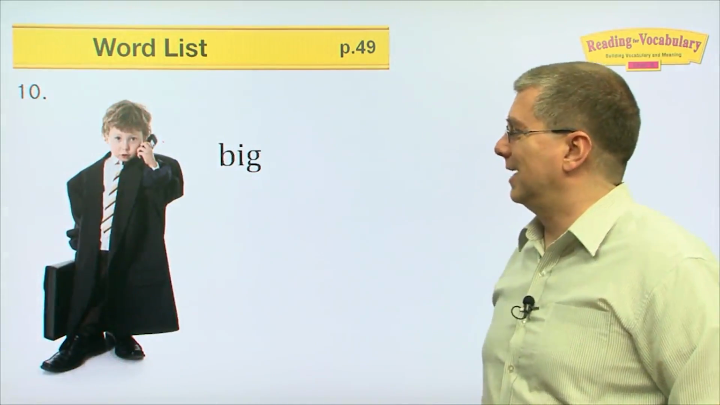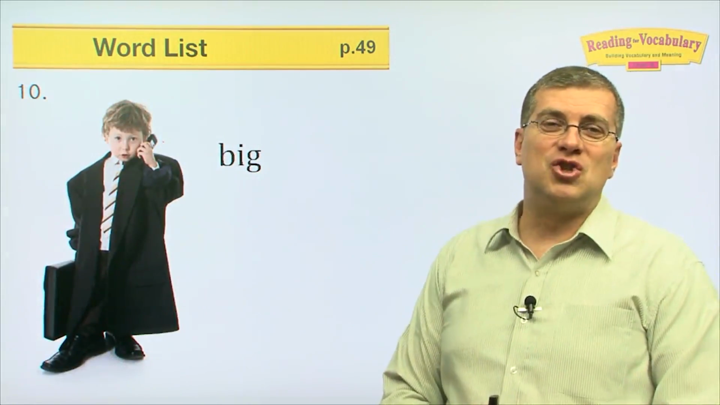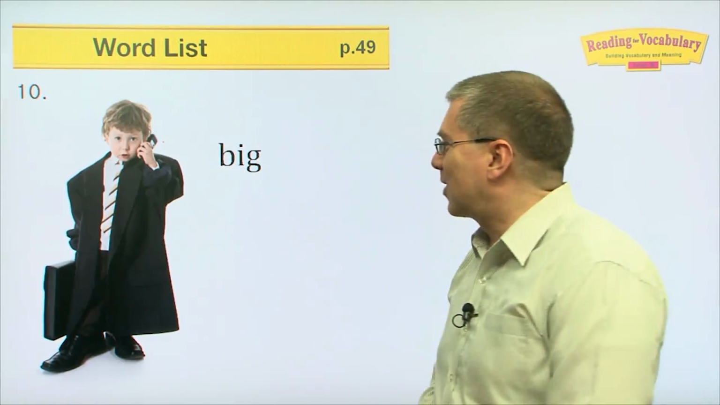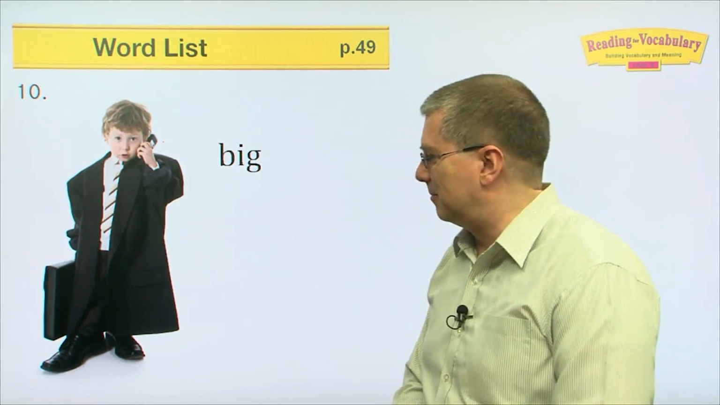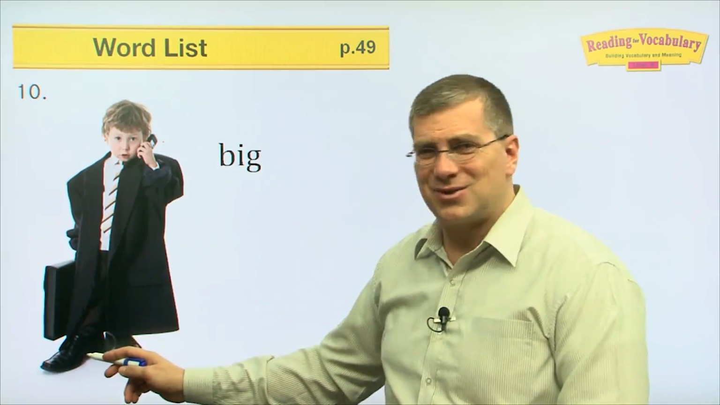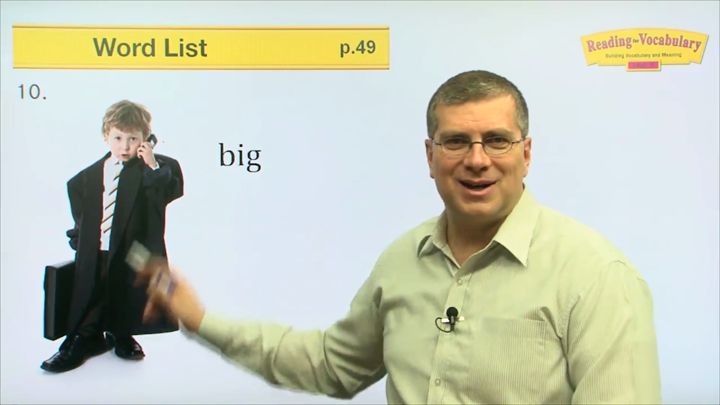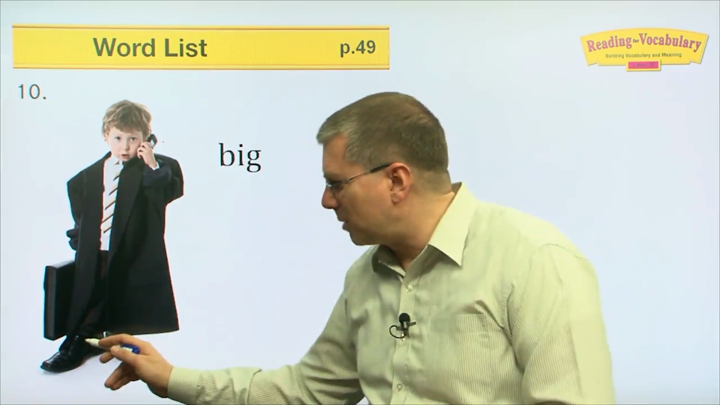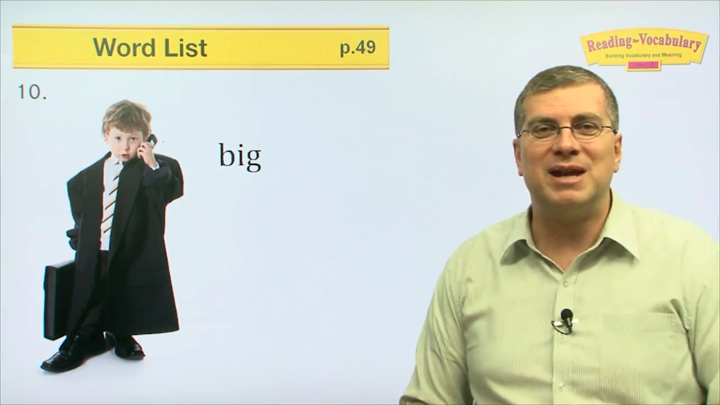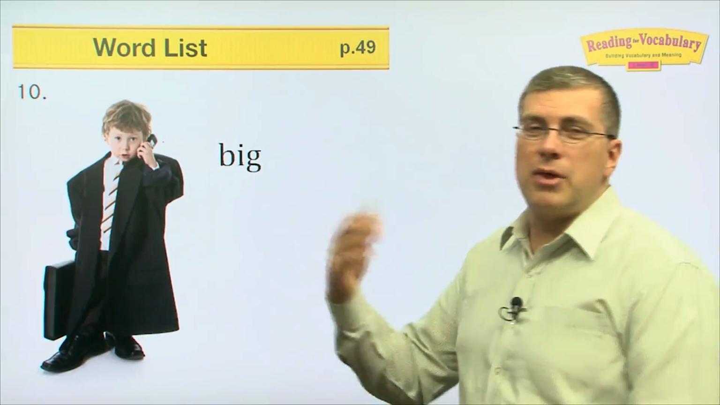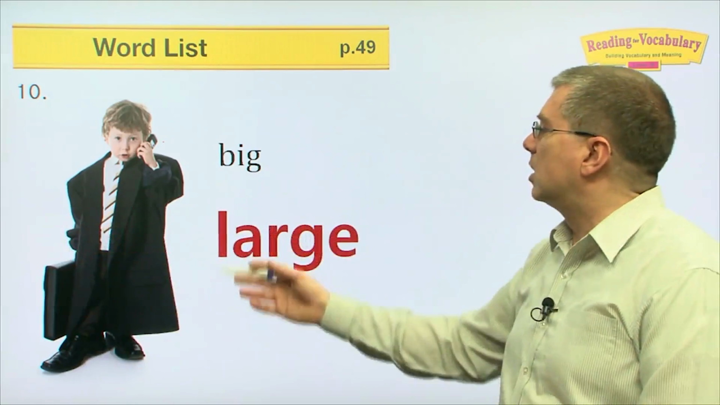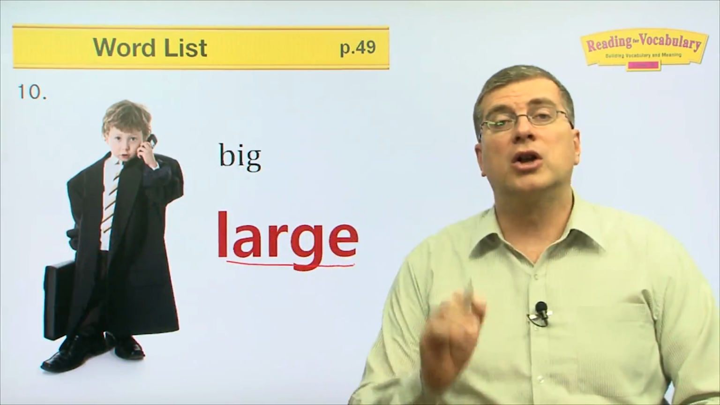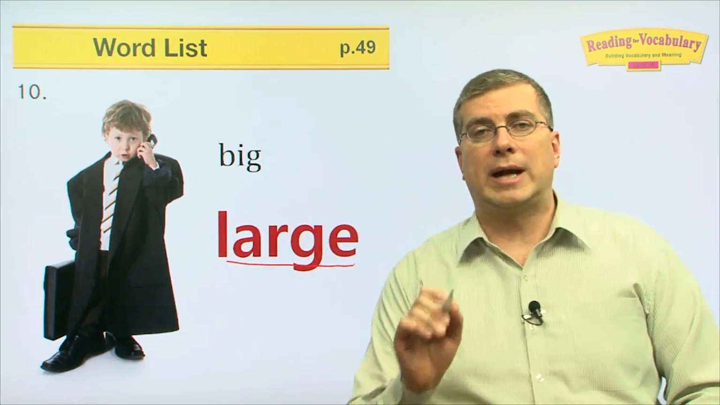Next one, number 10. Looks like Junior is wearing Daddy's clothing, right? He's got clothes that are too big for him. He looks kind of cute, but it looks kind of strange. His feet are so big, right, for his face. But of course, those are his dad's shoes. His feet are probably very small inside that big shoe. Big, another word for big is large. The boy's clothes are too large for him.